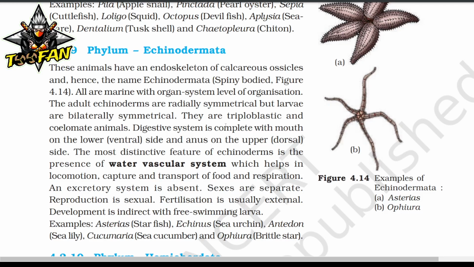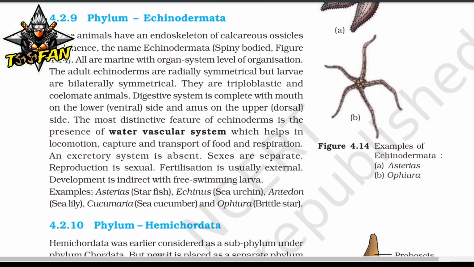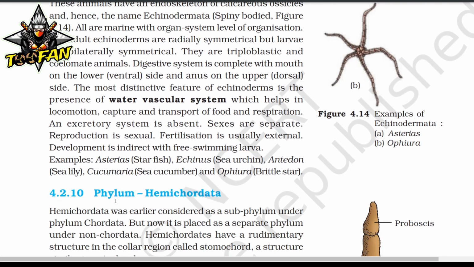The most distinctive feature of echinoderms is the presence of water vascular system, which helps in locomotion, capture and transport of food, and respiration. An excretory system is absent, sexes are separate, reproduction is sexual, fertilization is usually external, development is indirect with free swimming larvae. Examples: Asterias, Echinus, Antedon, Cucumaria, and Ophiura.